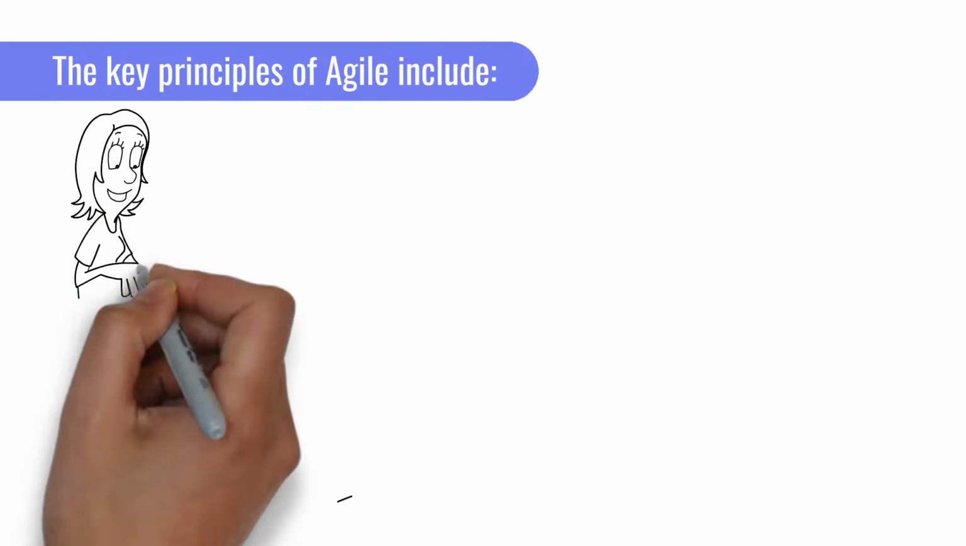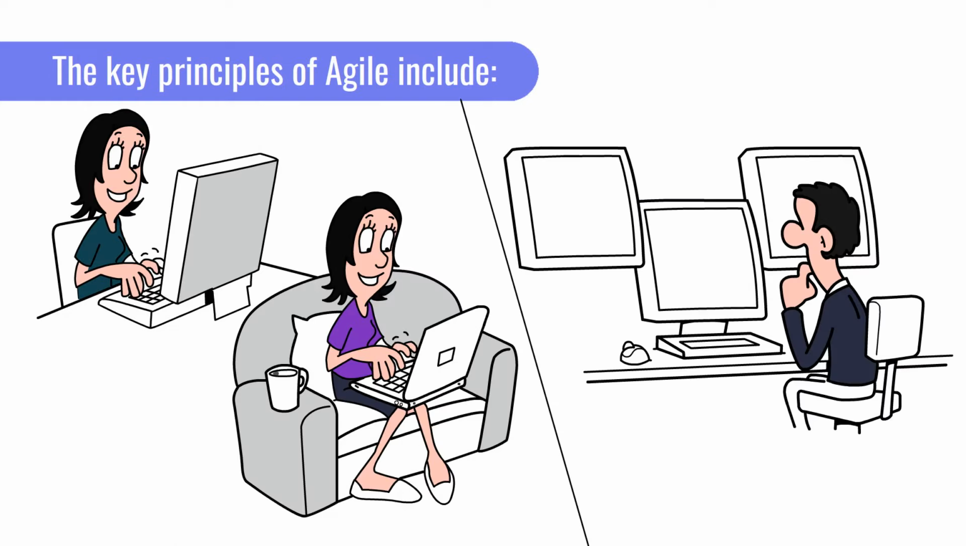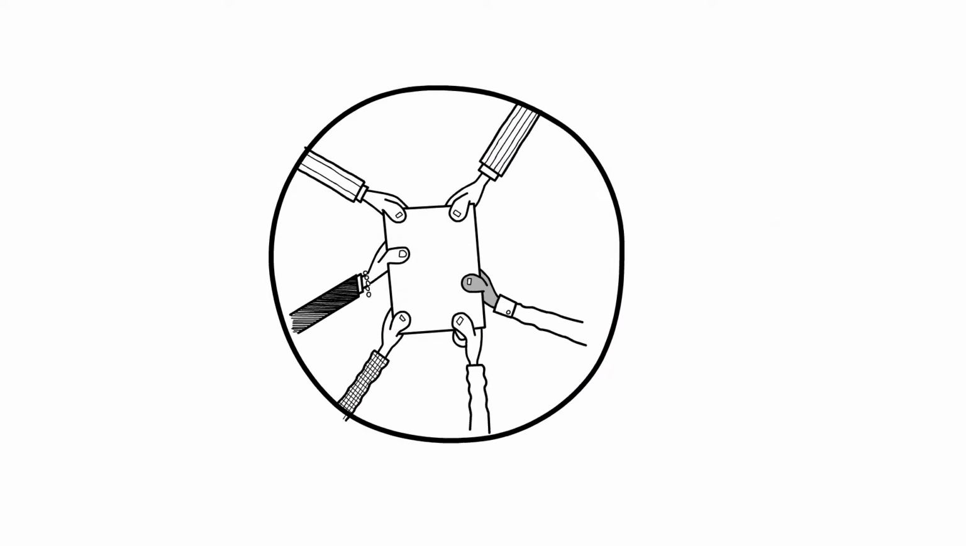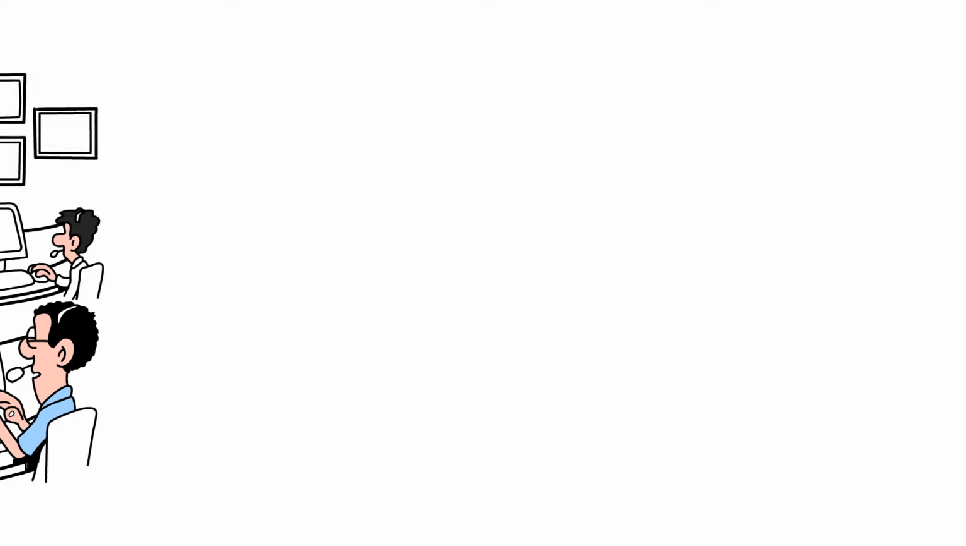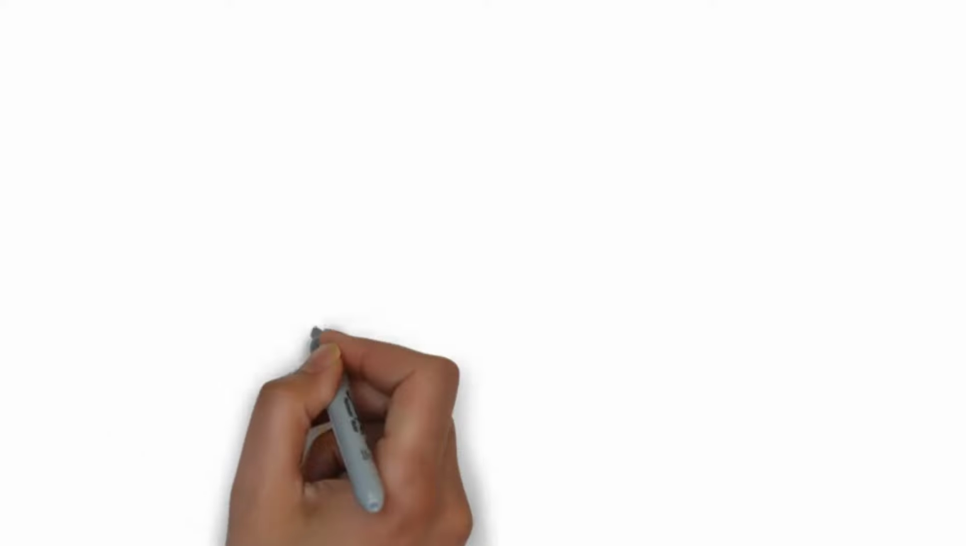The key principles of Agile include customer satisfaction through continuous delivery of valuable software, responding to change over following a plan, working software over comprehensive documentation, collaborative team effort over individual contributions, flexibility and adaptability over rigid processes and tools.